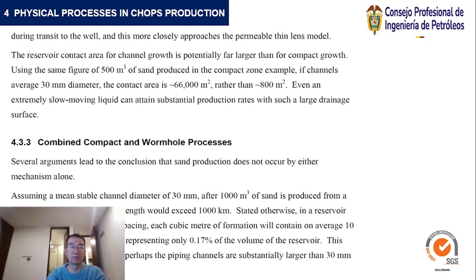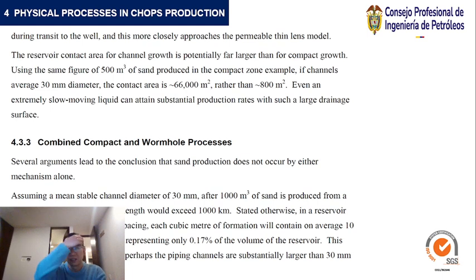Combined compact and wormhole process. Several arguments lead to the conclusion that sand production does not occur by either mechanism alone. Assuming a mean stable channel diameter of 30, after 1,000 of sand produced from a well, the total channel network length would exceed 100 kilometers.